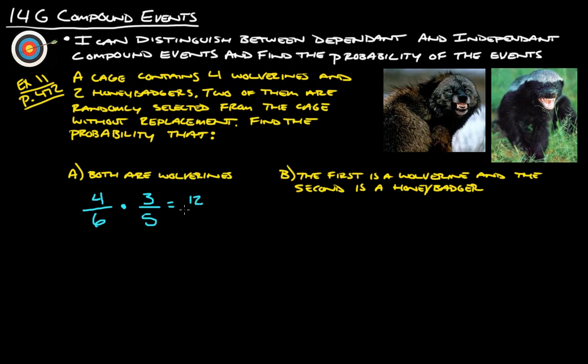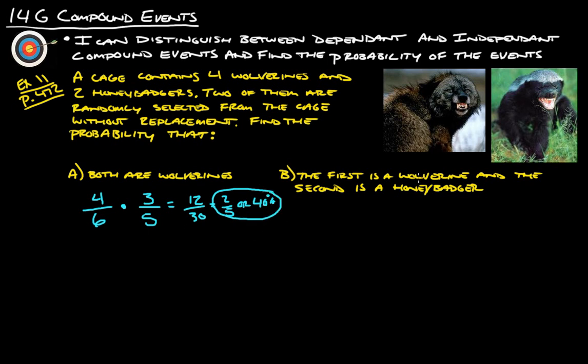So that's going to give us 12. 4 times 3 is 12. 6 times 5 is 30. So that's 12 30ths. Both of those are divisible by what? 6? 2/5 or 40%. So either one of those would work.